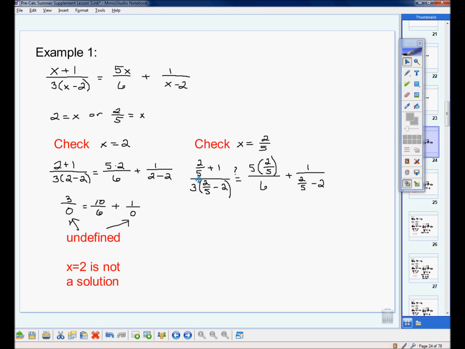So take your time, plug in these numbers. We'll do some simplifying. 2/5 and 1 is 7/5. When you take the time to simplify this, we get -24/5. When we simplify this, the 5's cancel, so we get 2/6. We get 1/-8/5 here. We keep on simplifying, still trying to find out if they're equal to each other. Divided by means times the reciprocal.